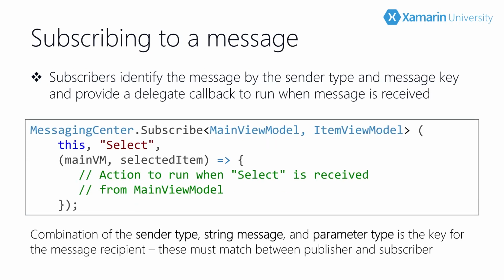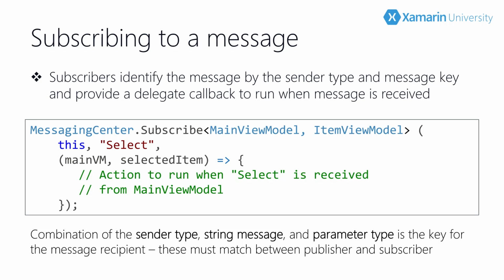Then on the subscriber side, we need to use the subscribe method to hook into a message. Again, we use a parameterized version with the expected sender type and the parameter type, which again is optional and can be left off if there are no expected parameters. The method is passed the instance that will handle the message. This can't be null. It's also passed the string message key, and this has to match the string being used by the publisher. And finally, it's passed a delegate handler, which receives the sender and the optional parameter. This handler will be called when the send method is used by the publisher.